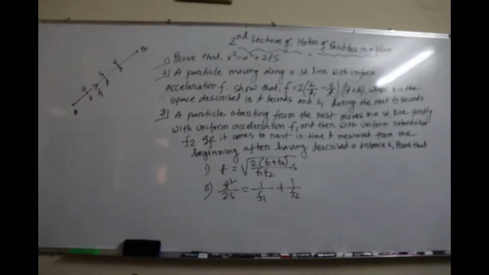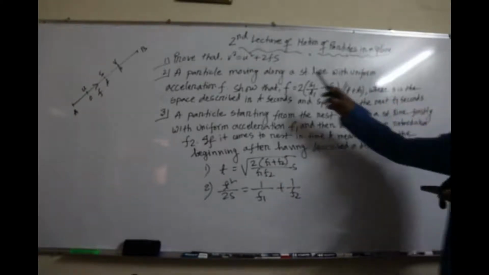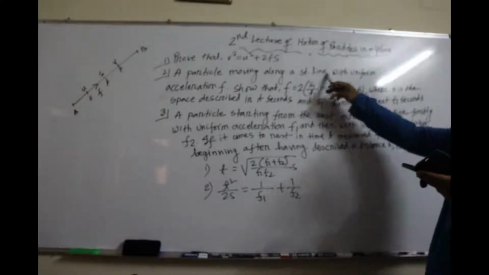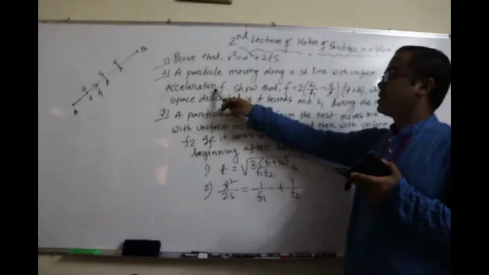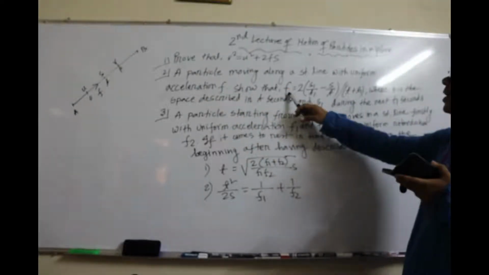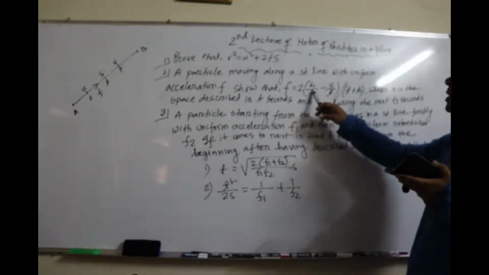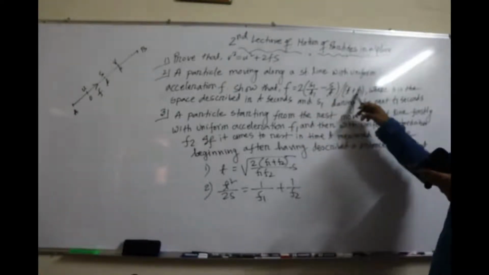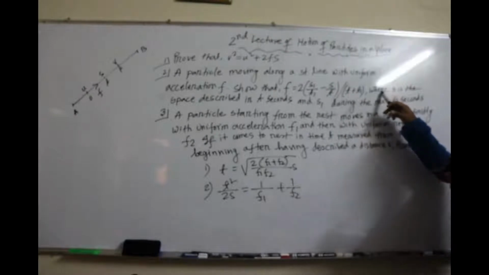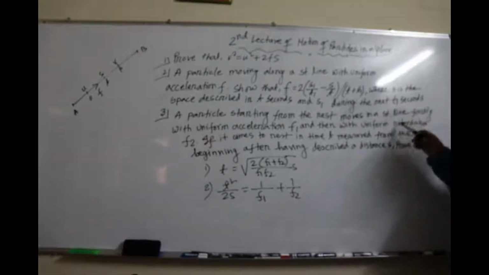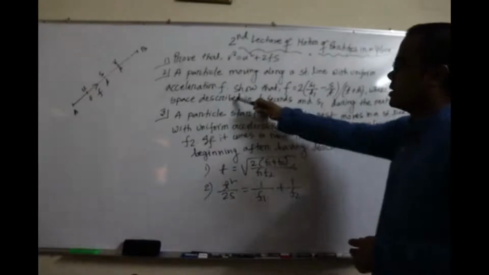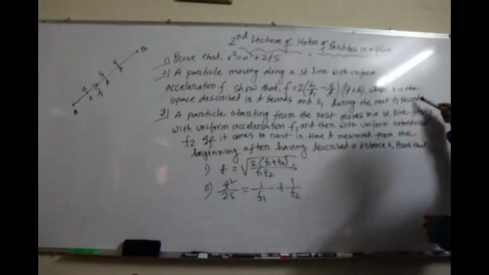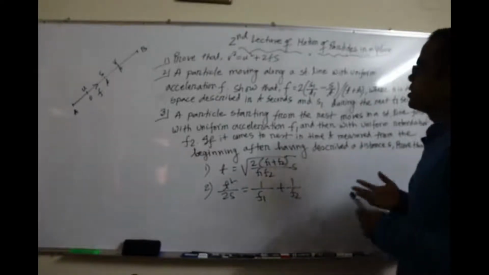Okay. This one, a particle moving along a straight line with uniform acceleration f. Show that f equal to 2 (s1 by t1 minus s by t) divided by (t plus t1), where s is the space described in t seconds and s1 during the next t1 seconds. Okay, this one is very easy.